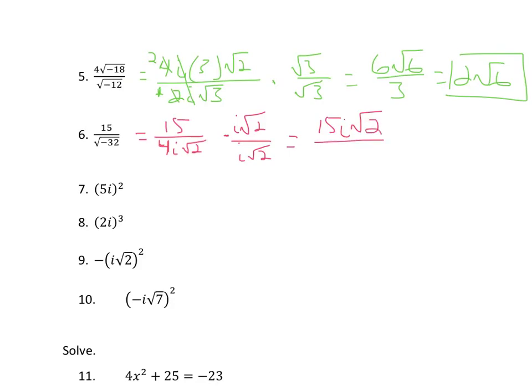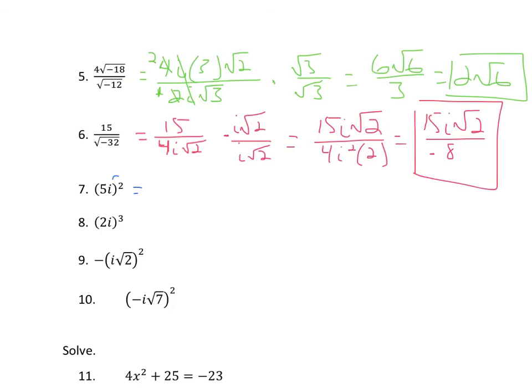and on bottom we will have 4i squared times 2. Root 2 times root 2 is 2. Now i squared, remember, is negative 1, so that helps us out quite a bit, and we'll be left with 15i root 2 over negative 8, or negative 15i root 2 over 8. Either way works. How to square these things?